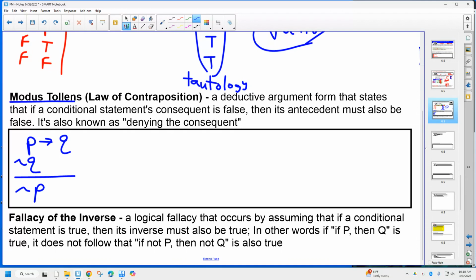So the long way, if you don't understand what I'm talking about with Modus Ponens and Modus Tollens, the long way, you could always just make the table if you want. But if you understand this and if you recognize this and see this, it's faster. You're like, oh, that's Modus Tollens, that's valid. That's going to work. It is a deductive argument form that states if a conditional statement's consequent is false, then its antecedent must also be false. It's also known as denying the consequent.